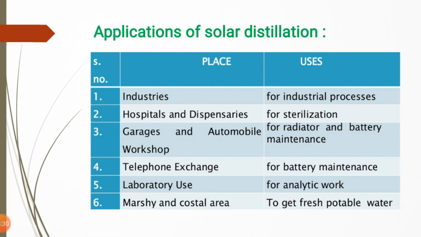Last and the very important application of solar distillation is in marshy and coastal areas. In marshy and coastal areas, to get fresh potable water, we use the solar distillation system. These all are the applications of the solar distillation system. So we have covered all about solar distillation.